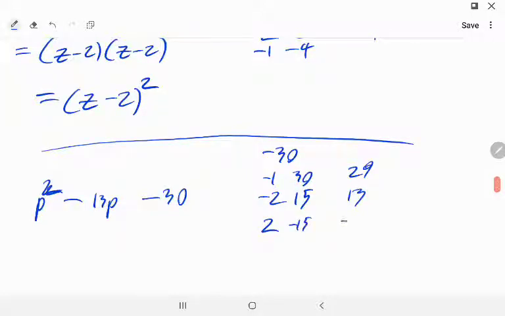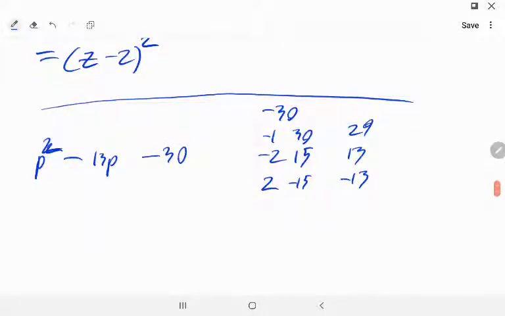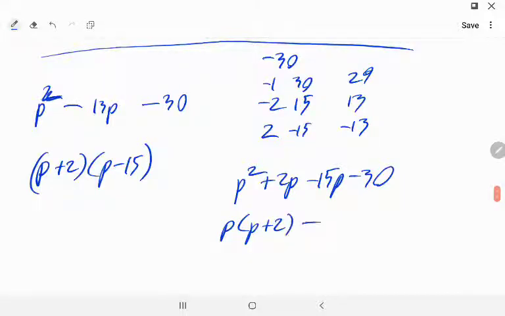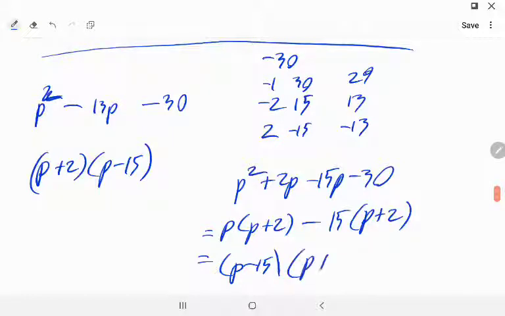2 and negative 15 adds up to negative 13, and so our factorization is going to be the quantity p plus 2 times the quantity p minus 15. And if we had done that by factoring by grouping, just to remind you of that, if we took p squared plus 2p minus 15p minus 30, we would pull out a factor of p to get p times the quantity p plus 2 minus 15 times the quantity p plus 2, and that's going to give us the quantity p minus 15 times the quantity p plus 2.